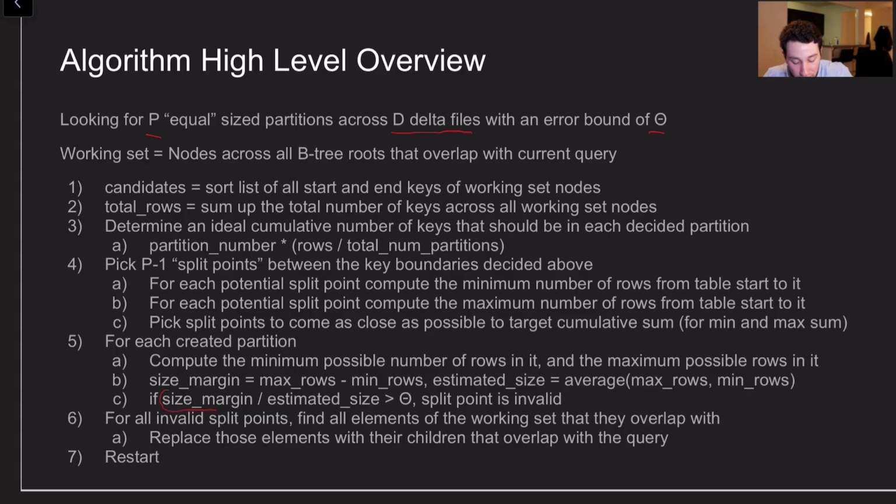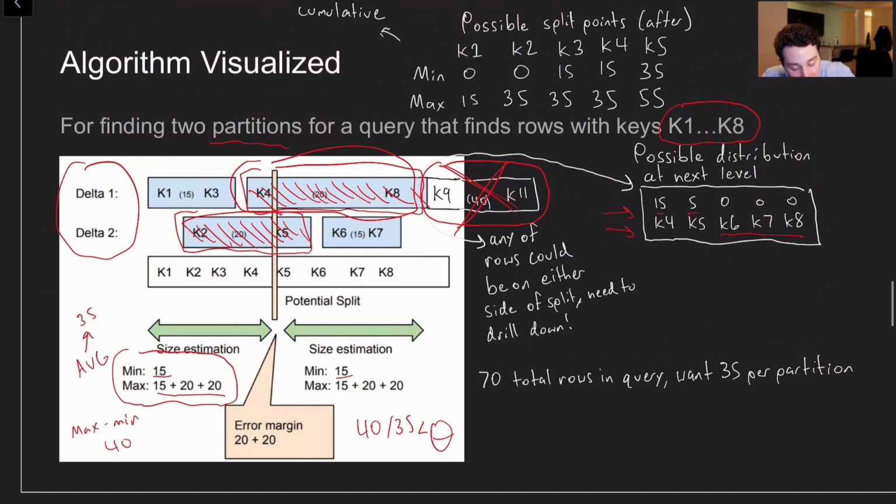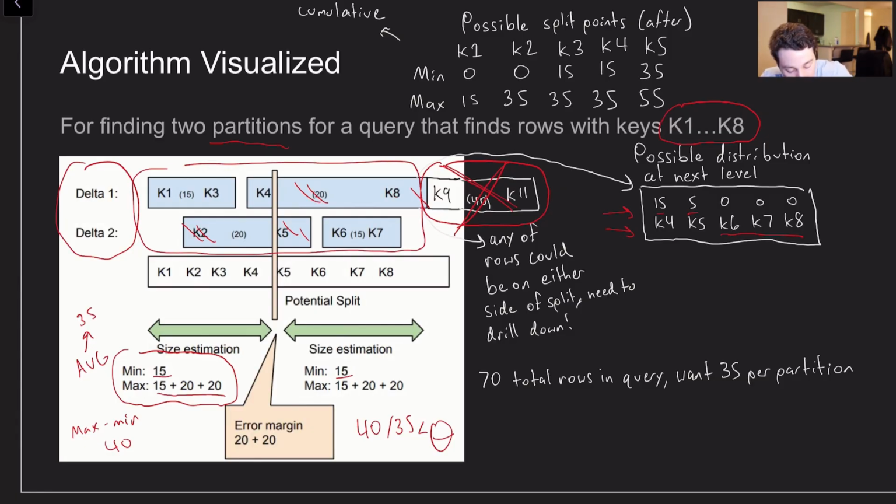We know how theta is calculated. We basically take the size margin, we divide it by the estimated size of each partition that we've computed, and we check if it's less than theta to be valid, otherwise it's invalid. So we start out with this concept called a working set, where a working set is basically the nodes across all B trees that overlap with the current query at the current level that we're at in the B tree. So when we start out on this query over here, the working set is basically all 4 of these guys.